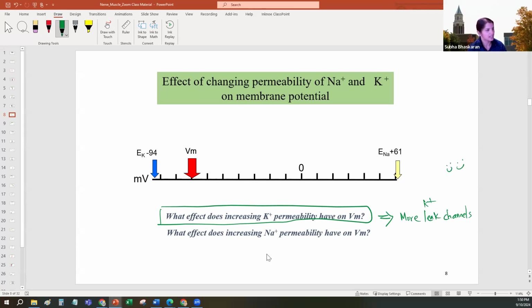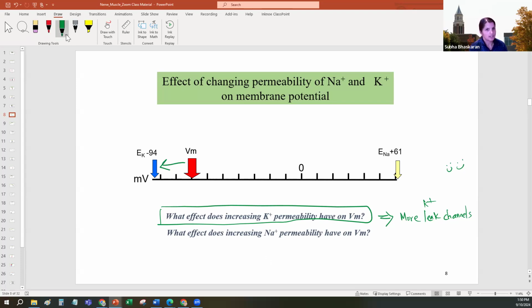What happens if there are more potassium leak channels? What happens to the VM if there are more potassium leak channels? Listen, that's how you rephrase this question. Got it, everybody? What happens? The VM goes this way.